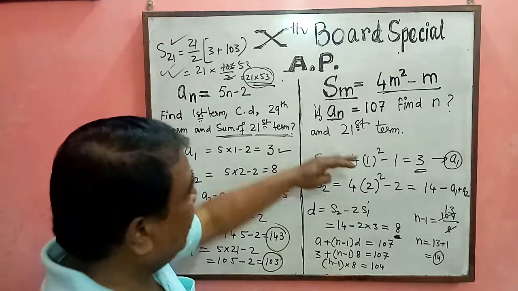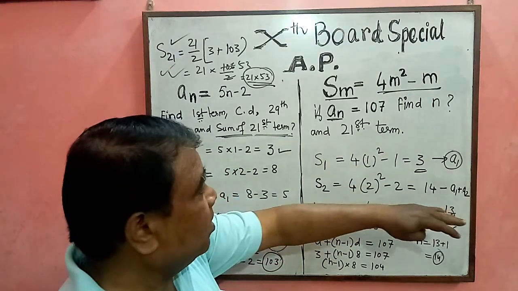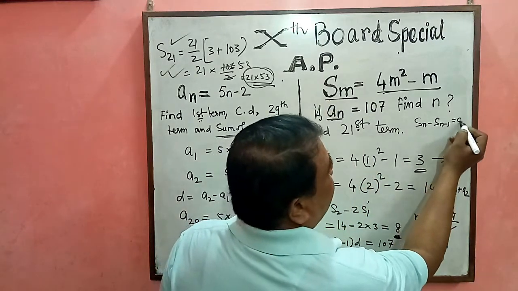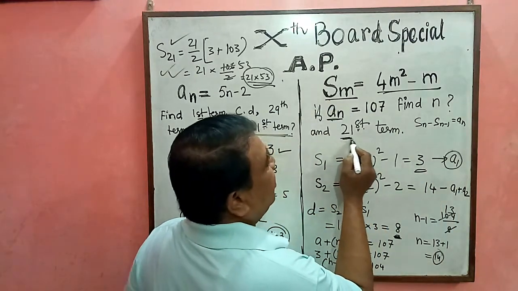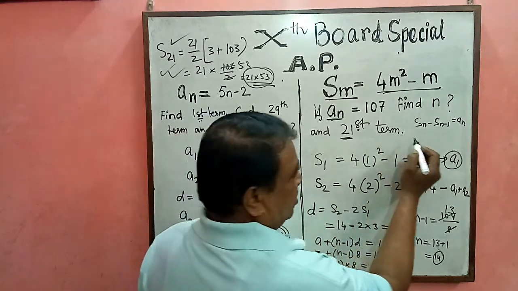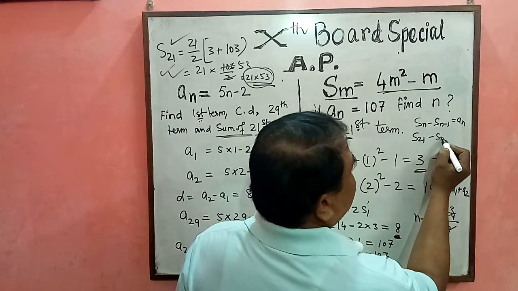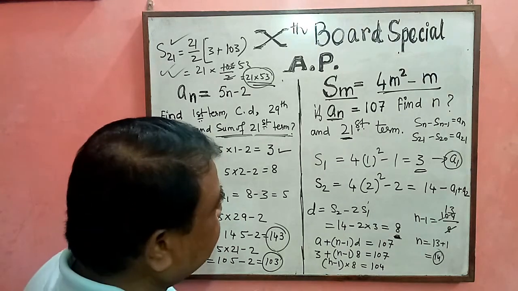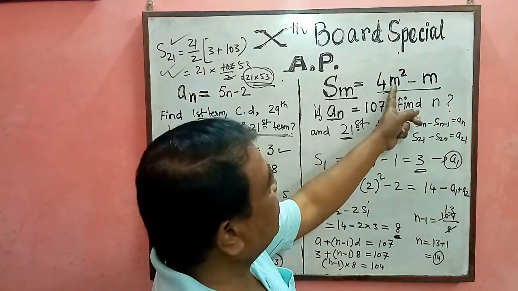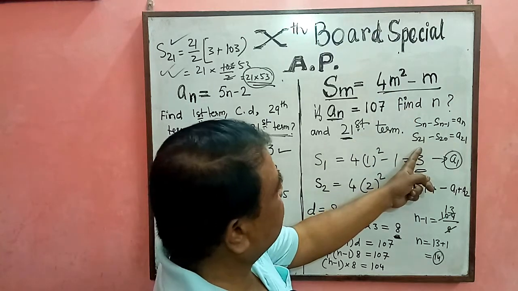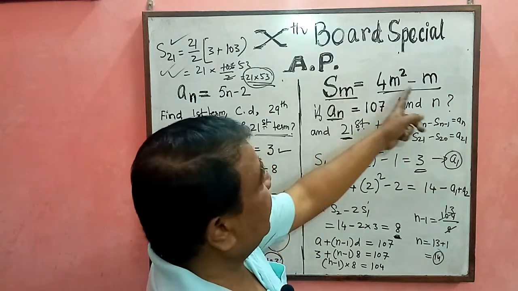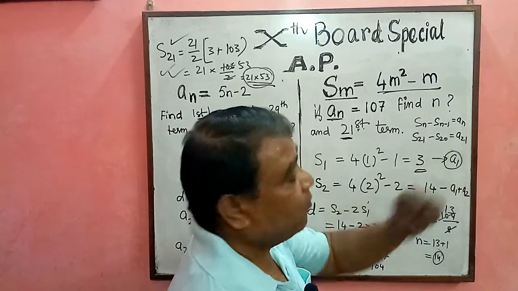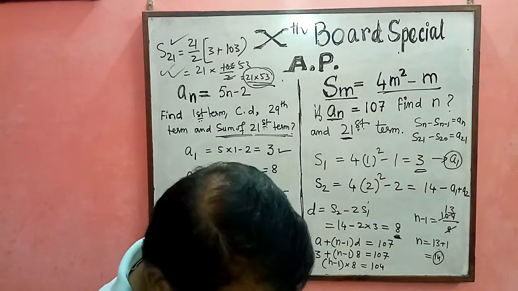Now we were asked to find out the 21st term. I have given you the identity Sn minus Sn minus 1 is equal to An. Here we are asked to find out the 21st term. So this is S21 minus S20 is equal to A21. I will do nothing, just put 21 instead of m, and I will get the sum of 21 terms. If I put m equal to 20, I will get exactly S20. So I will take the difference, that will be the 21st term. Let's see how I can get this one.